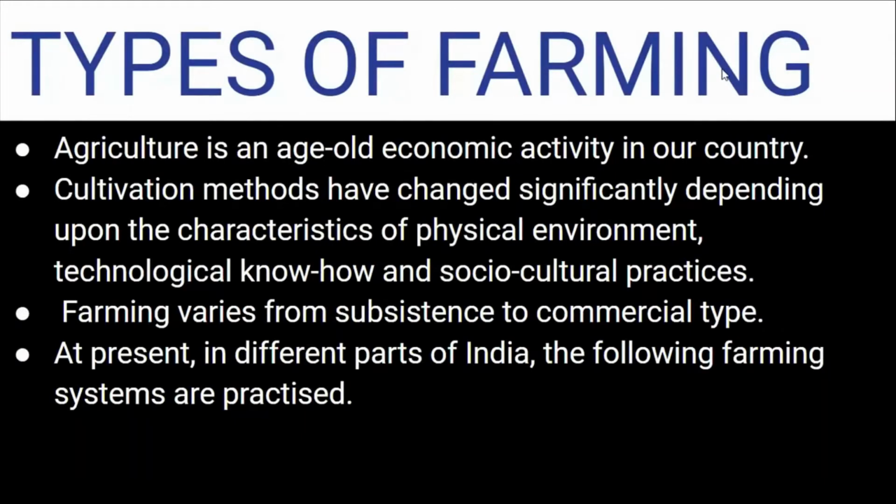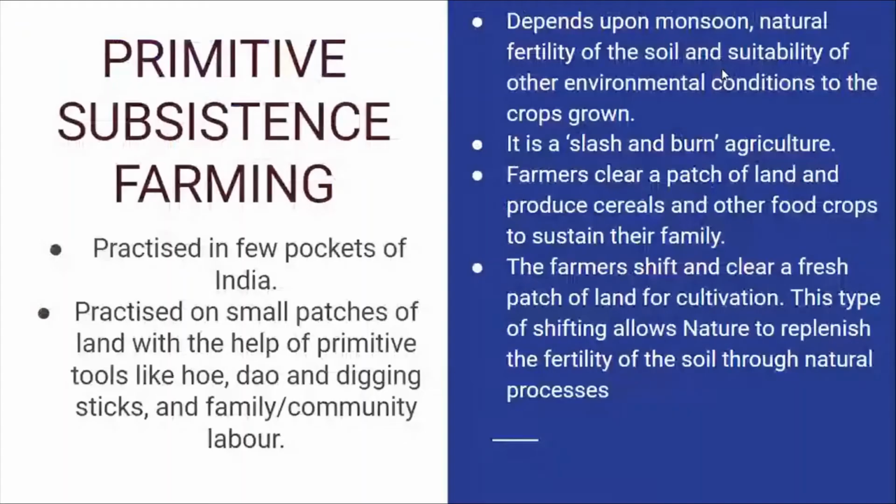Now, types of farming. Agriculture is an age-old economic activity in our country. So cultivation methods have changed significantly depending upon the characteristics of the physical environment, technology, and socio-cultural practices. So farming varies from subsistence to commercial types in different parts of India. There are three types of farming: primitive subsistence farming, intensive subsistence farming, and commercial farming.